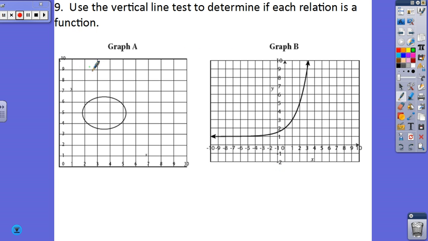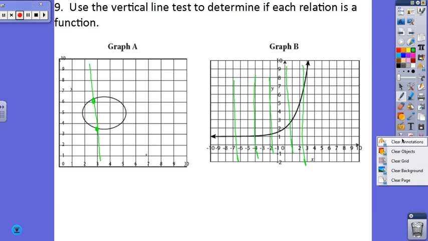Using the vertical line test, remember, if I draw a vertical line and it passes through my graph more than once, then it would fail. So this one is not a function, but rather just a relation. Whereas this one, doesn't matter where I draw my vertical line, it's only going to pass through once, and therefore it is going to pass the vertical line test. It's going to be a function.